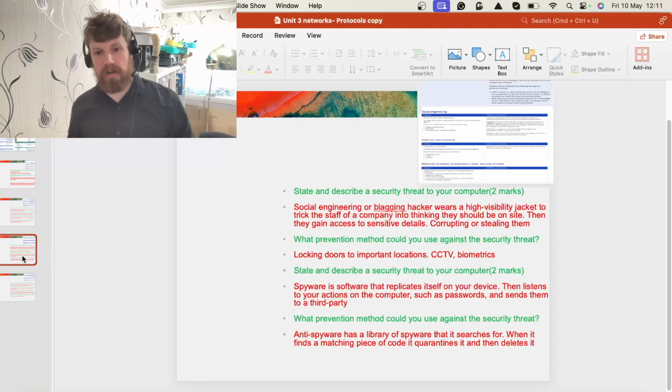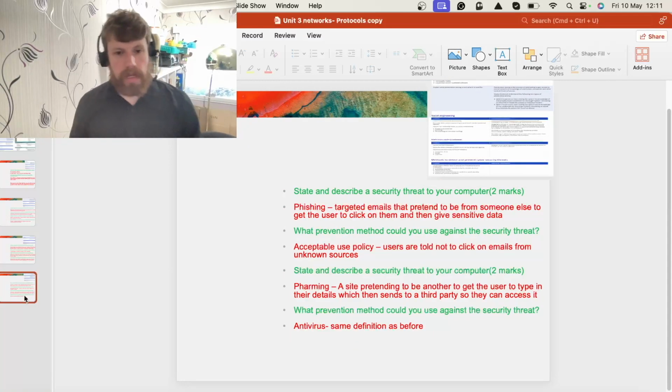The prevention method on this one, again, nice and easy for you to remember, is just anti-spyware. And it works exactly the same way as anti-malware and antivirus. It just has a library of different codes that it's looking for. It searches for them, and then it finds a piece of code and then quarantines it and deletes it. So it finds that spyware and gets it off your system.